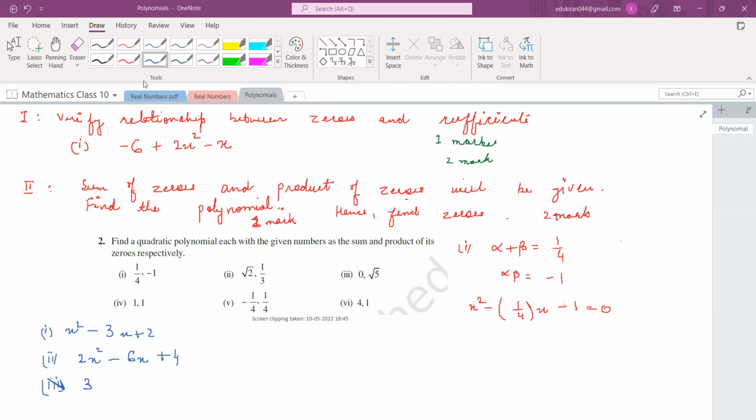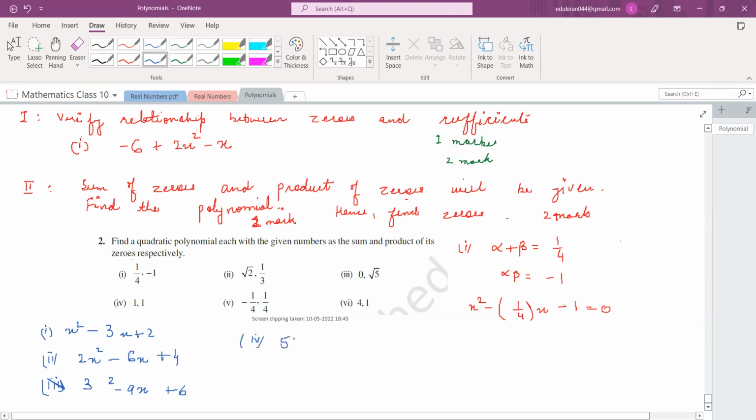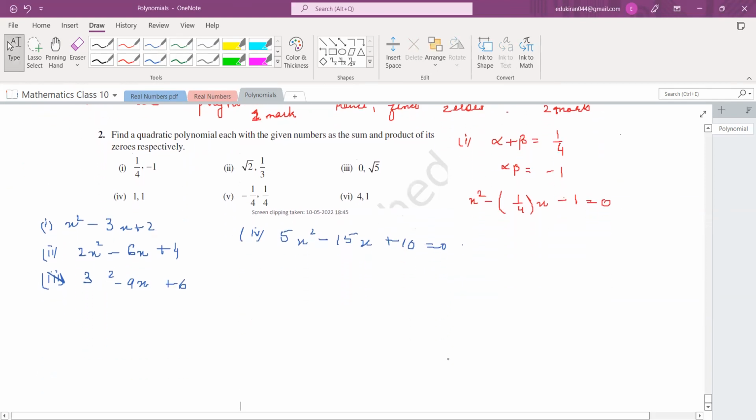Okay, then the third example I'm giving you is this. For example, this one, 3x square minus 9x plus 6, right? Even more, we can take a fourth. For example, 5x square minus 15x plus 10 is equal to 0. Now you look at these questions. Let us try to find the zero of the first one.